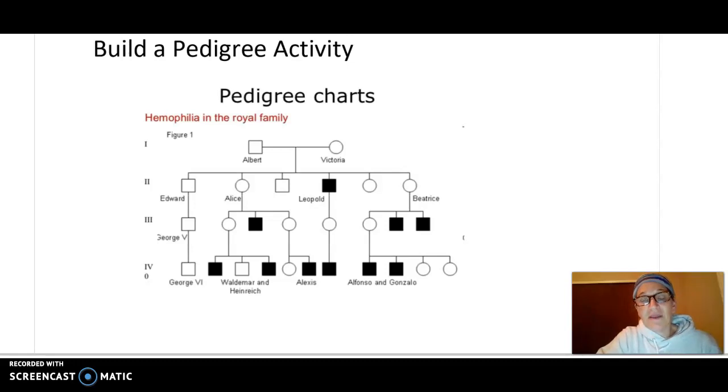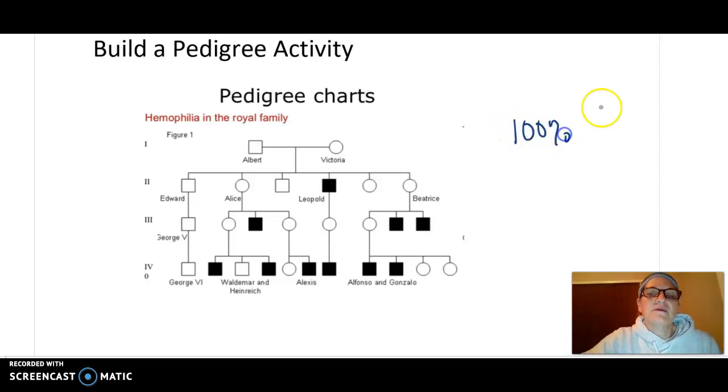All of them are male. And so when I look at a pedigree and I see that it is 100% male affected, that's telling me this has to be sex-linked. This is somehow linked to the X or the Y chromosome. Now, your first thought might be the Y chromosome.